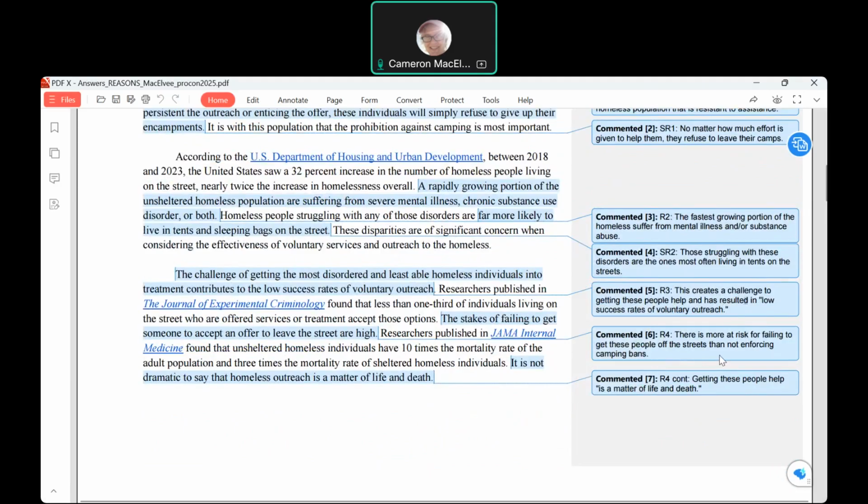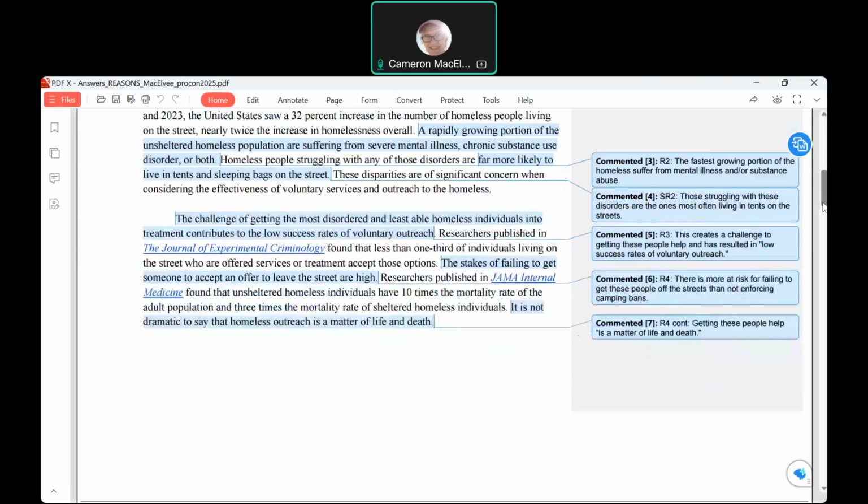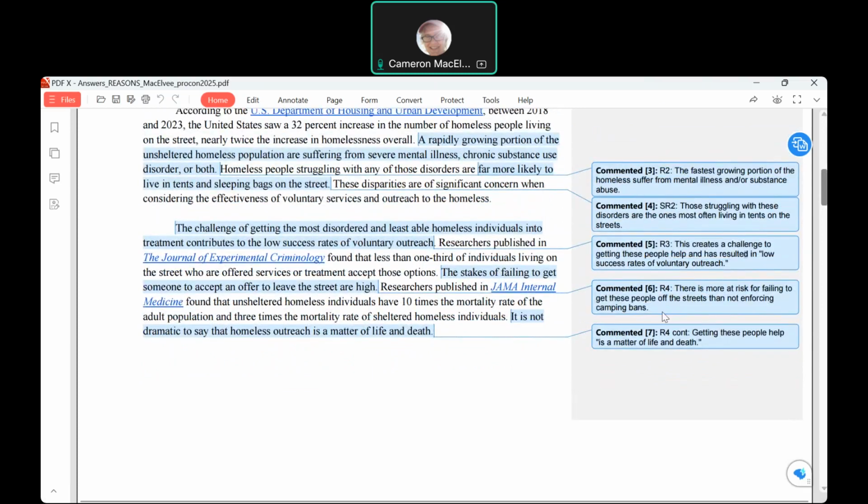Reason 4, the bans will work because there is more at risk for failing to get these people off the streets than not enforcing the bans. In other words, the bans are effective because without the bans, there's going to be more loss of life or injury, assault, these sorts of things is what he's alluding to. Continuing here with reason 4, he says getting these people off the streets is a matter of life and death.